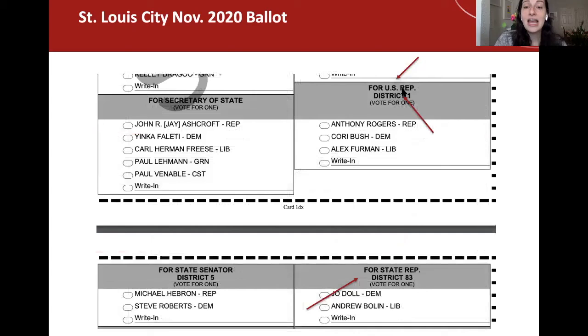Here we have a national election, or an election for a federal representative in Washington, D.C. for District 1 of Missouri, which includes St. Louis City. And so we're voting on that level too. But if you lived in District 2 in Missouri, you would see different candidates on this ballot. We also have a state representative election for District 83 in Missouri, which again includes St. Louis City, but if you lived in a different part of Missouri, you would have a different state representative.